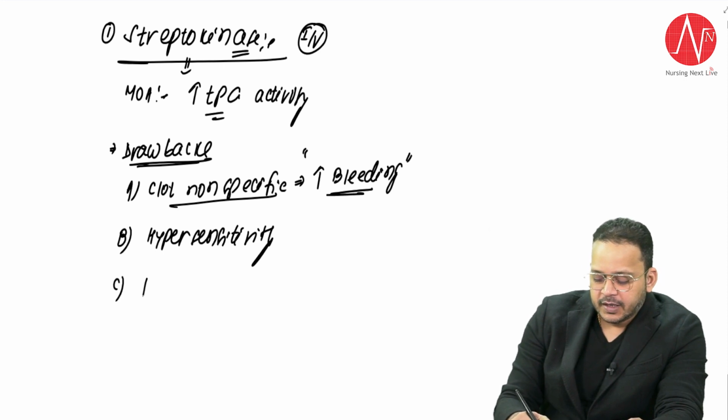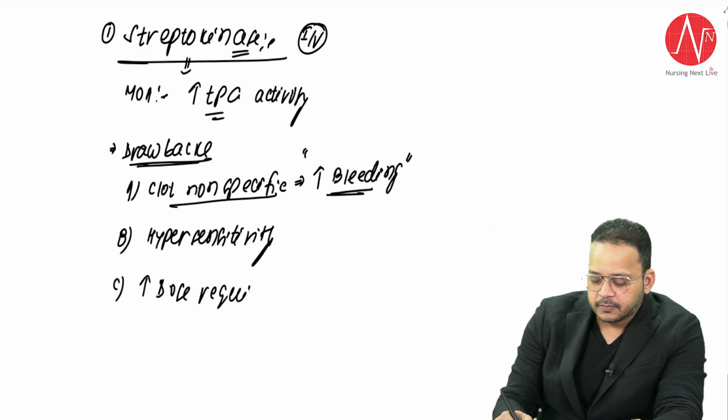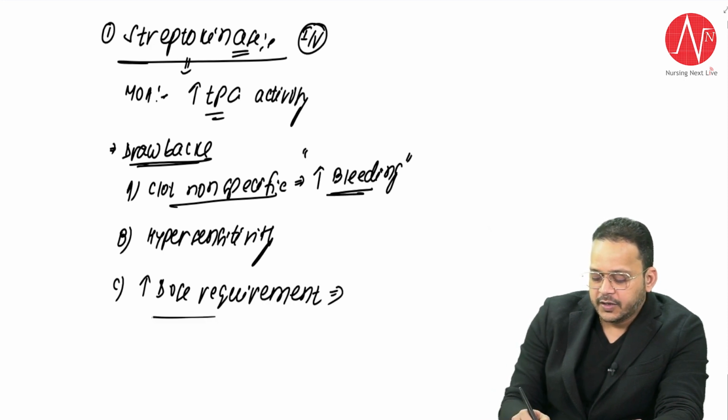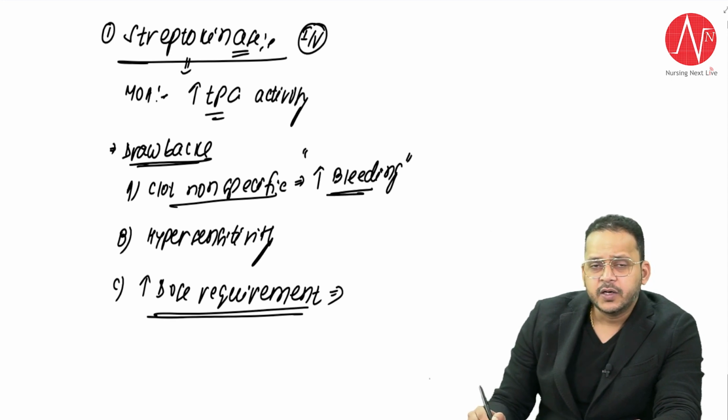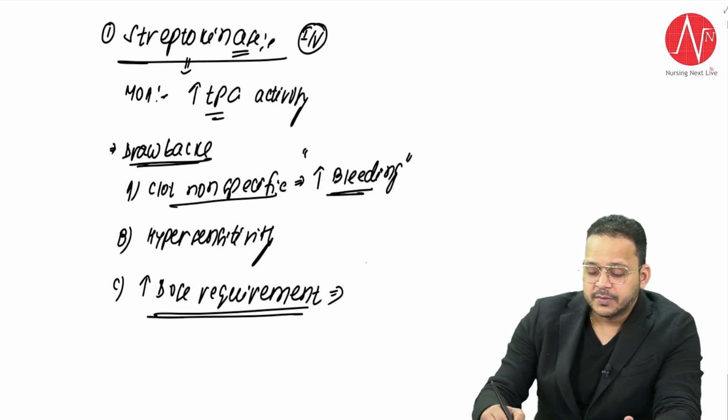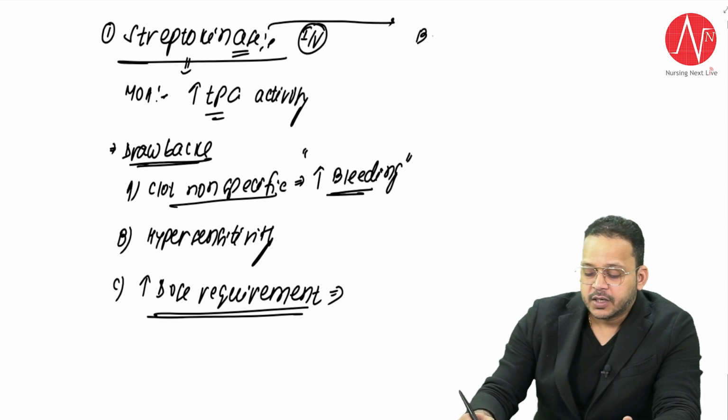See, there is a high dose requirement. And why is there a high dose requirement? It is because, see, streptokinase is derived from which bacteria? Streptokinase is a product of bacteria, Streptococcus.